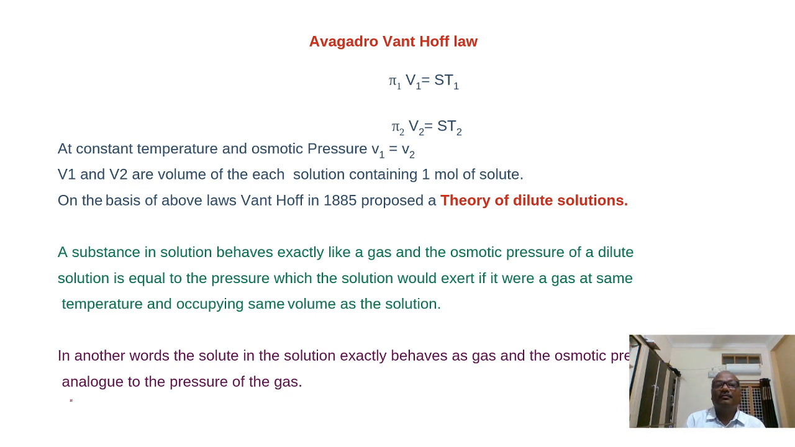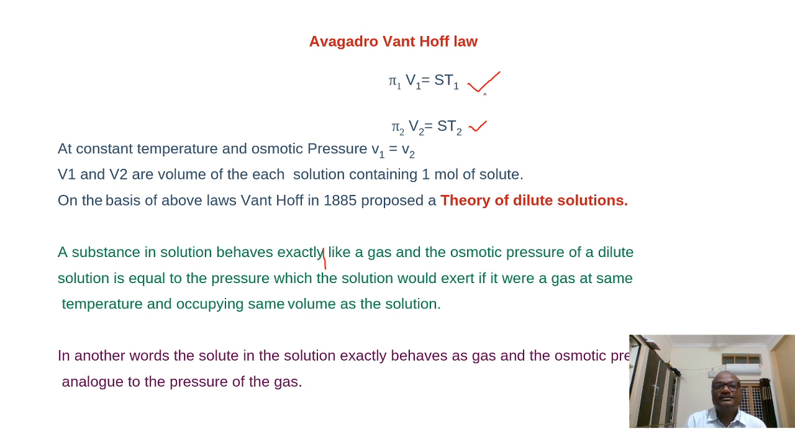For example, based on the equation, 1 mole of solute is dissolved in a solution. We have prepared 2 solutions. What is the first solution? 1 mole of solute is dissolved in V1 volume. So according to the equation, pi 1 V1 is equal to ST1, because S is a constant. Similarly, the second solution we are preparing: again, 1 mole of solute is dissolved in V2 volume, so that pi 2 V2 is equal to ST2.